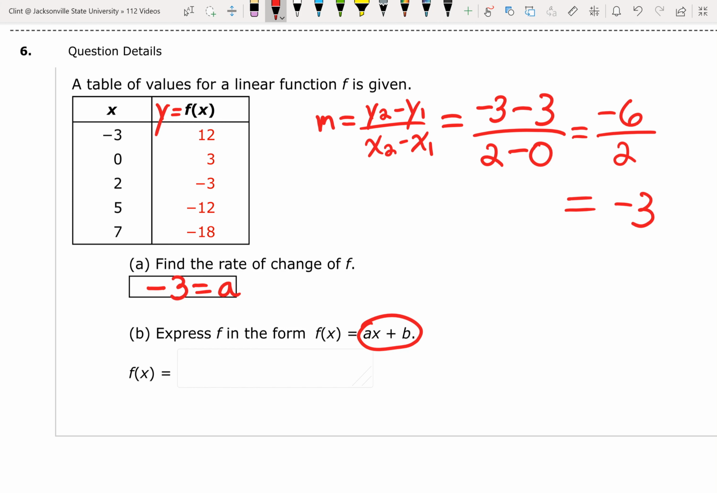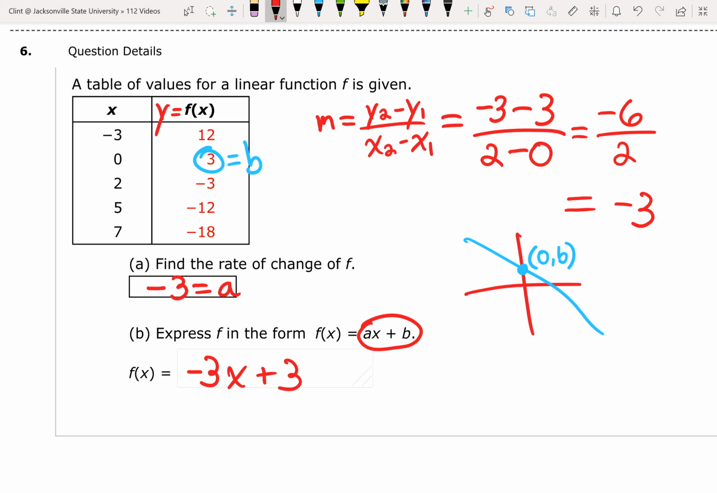To get b, b is our y-intercept, and so b is going to be wherever our graph crosses the y-axis. At that place, our x-coordinate has to be 0, so we're going to have (0, b). If we look on our table, we've got a point where our x value is 0, which is (0, 3). So b is going to be 3 here. Then we just plug in, so we'll have -3x, our slope, and then plus 3, that's our b.